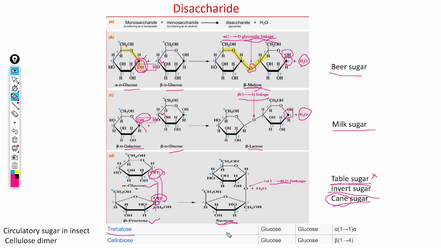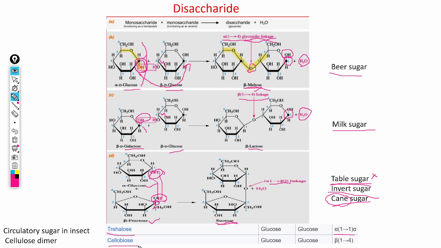Trehalose is also joined by one glucose and another glucose, but here the bond is alpha 1,1, whereas in maltose the bond is the alpha 1,4 bond. Why is it called 1,1? Because here the hydroxyl group of the first carbon of one glucose is attached to the first carbon of the other, that's why it is called alpha 1,1. Trehalose is found in the circulatory system of insects.